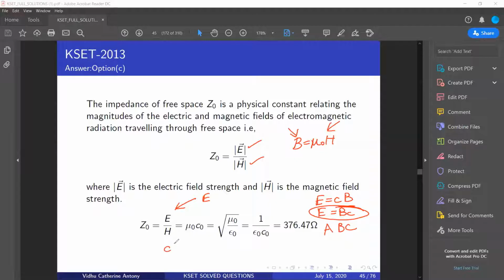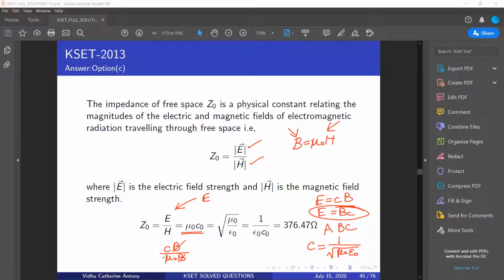So CB can be written over here, divided by mu naught B. So your B and B get cancelled. Now, how can I write my C? C can be written as 1 divided by the square root of mu naught epsilon naught. It's 1 by the square root of the permeability and permittivity of free space. Okay, so that's how I get this value.